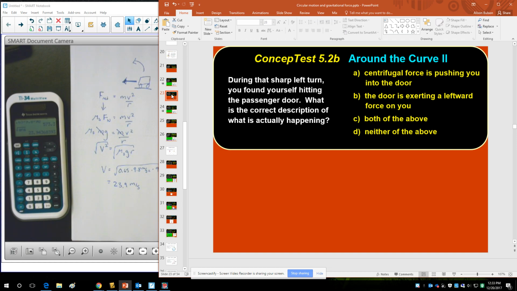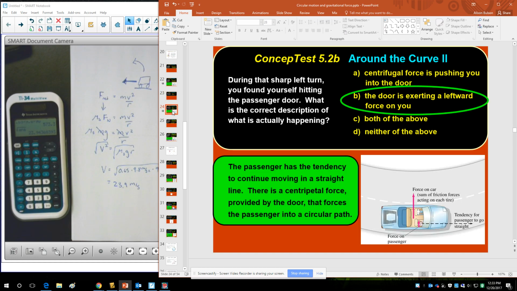What is the correct description of what is actually happening? What is actually happening is that your inertia keeps you moving in a straight line until you hit the door, and the door then exerts a leftward force on you, and you then start turning left along with the car due to the centripetal force, or the normal force of the door on your body.